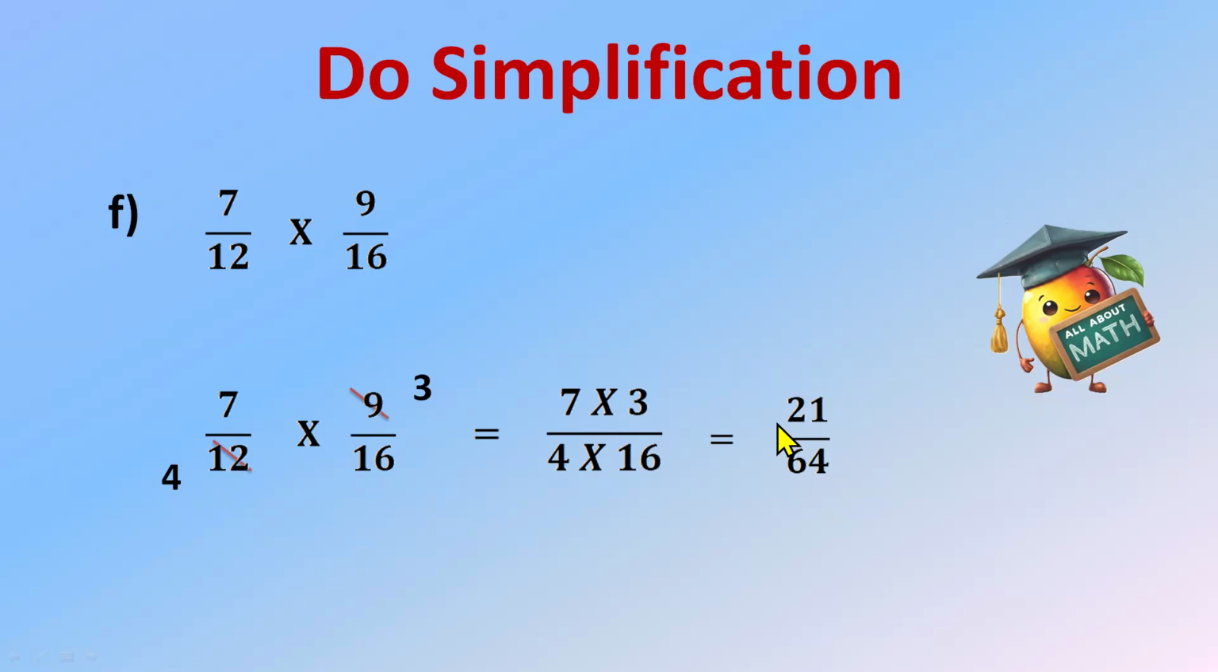Now let's check this answer, can we reduce it? 2 table, it will not come because the last digit is 1. 3 table, 2 plus 1 is 3, this will come in 3 table, but 6 plus 4 is 10, and 10 does not come in the 3 table. So using the divisibility rules, it does not come in 2 table, 3 table, 4 table, 5 table. So this is the reduced form. We do not need to simplify further.